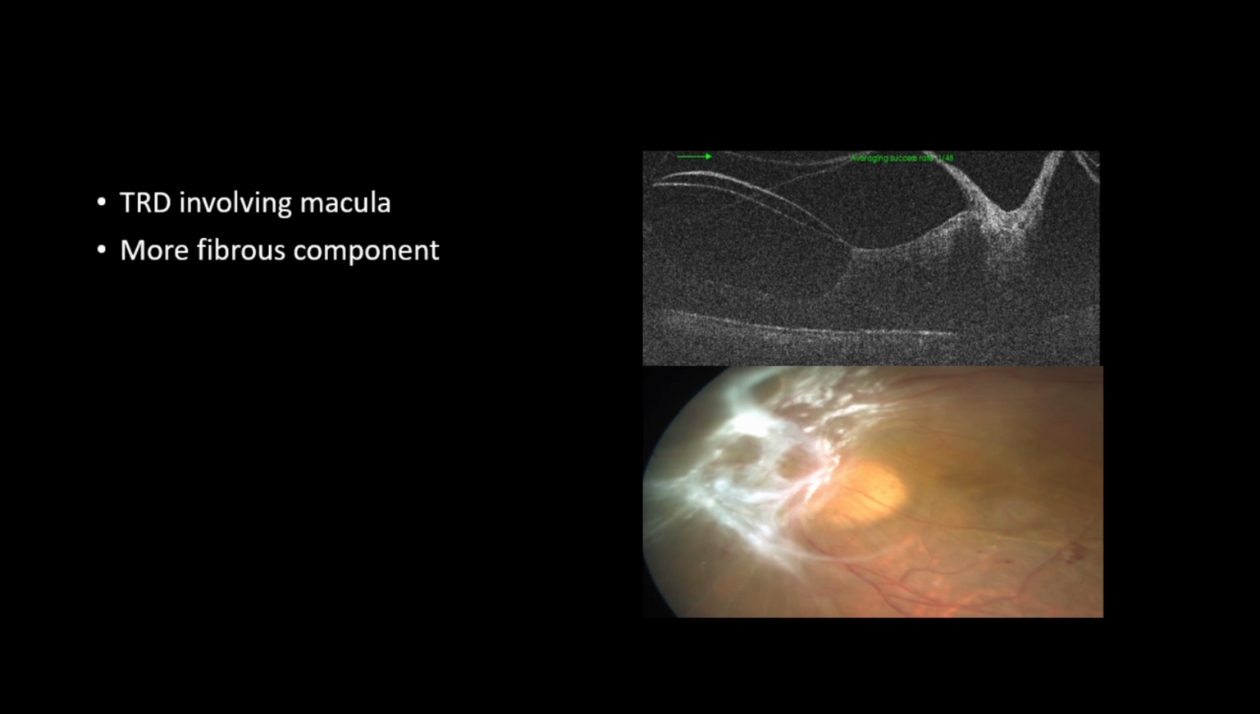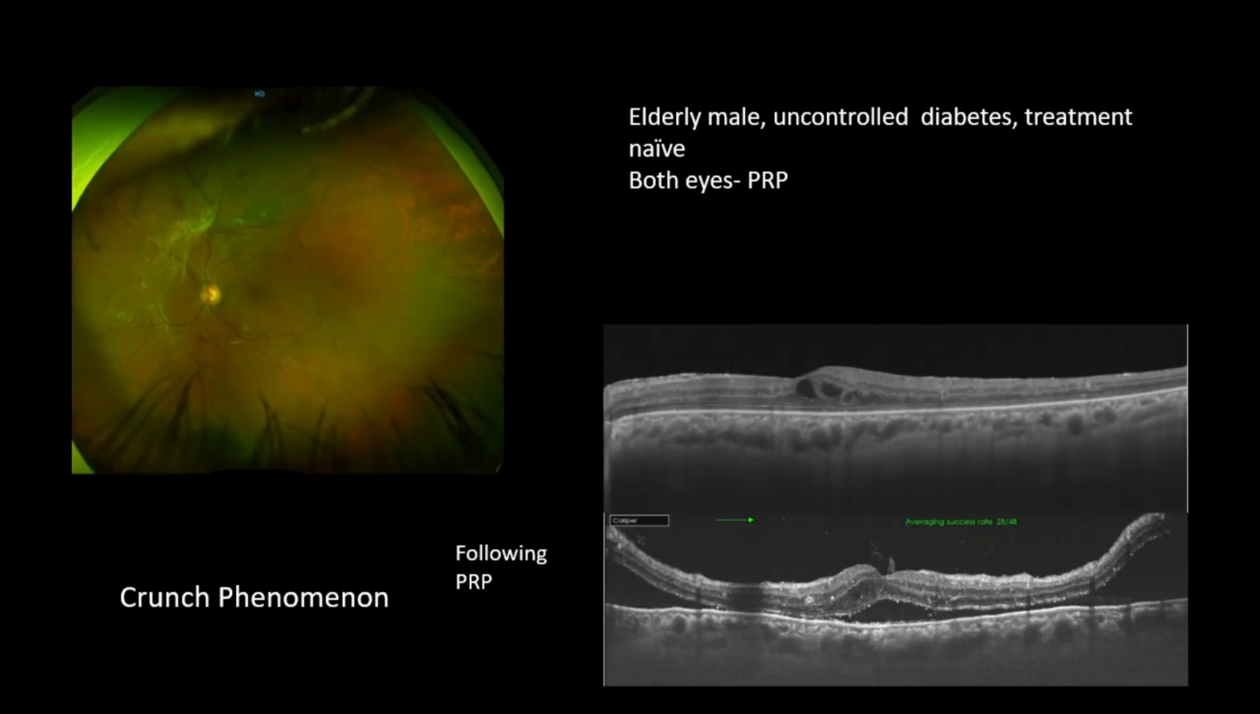Here, in the fundus picture, we can see that there is more of fibrous component, not much of vascular component. In such cases, they can be directly taken up for surgery without any injection. Now, we already know about the crunch phenomenon induced by anti-VEGF. Very rarely, post PRP also crunch phenomenon can occur.